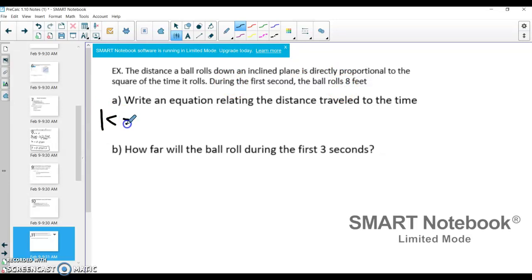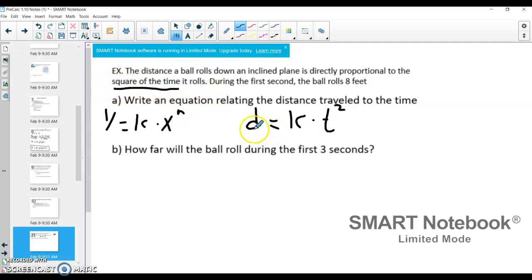So remember, it's y equals k times x to the nth power. Here we're going to have distance equals our k times, the thing that's going to be changing is the time. So distance is dependent on the time, and the time is going to be squared because it says the square of the time it rolls. Okay, so distance is the y because it's dependent on the time, and then time is getting squared.